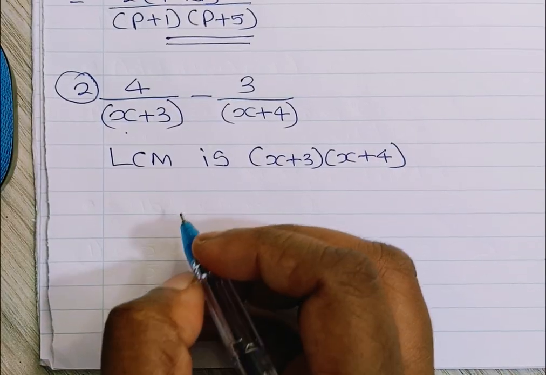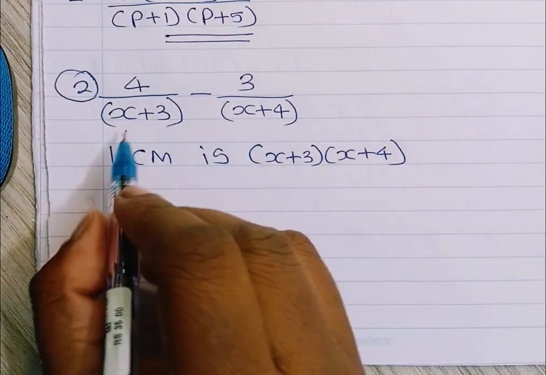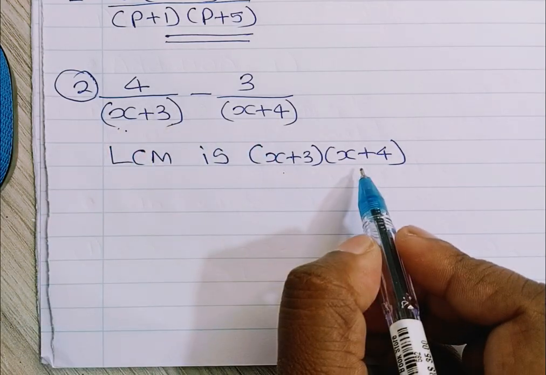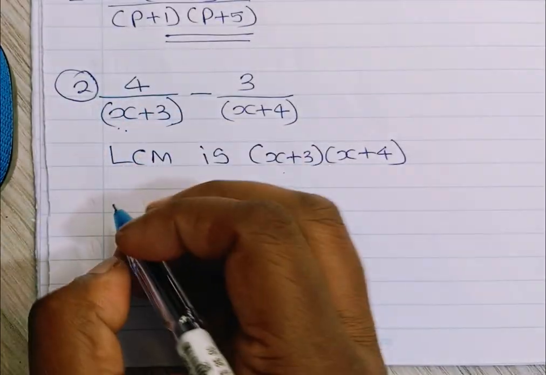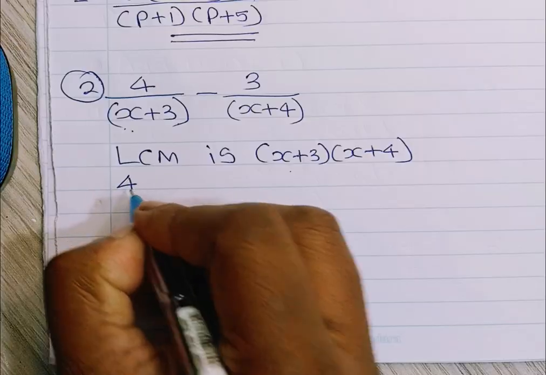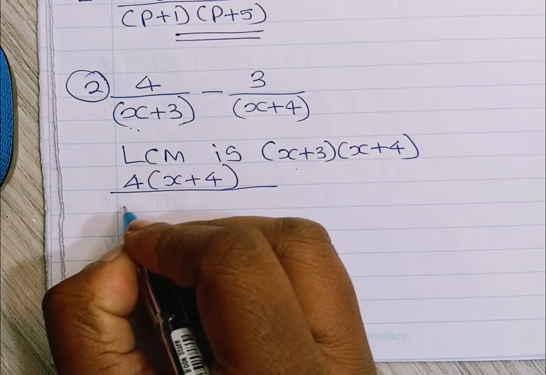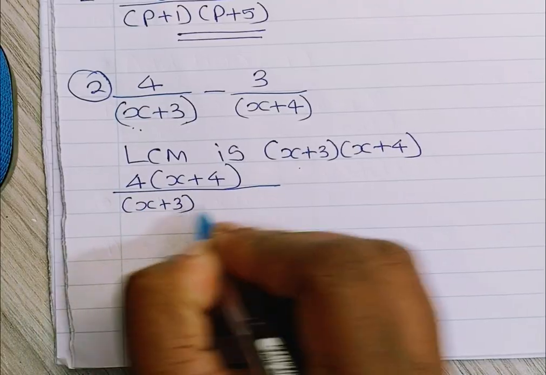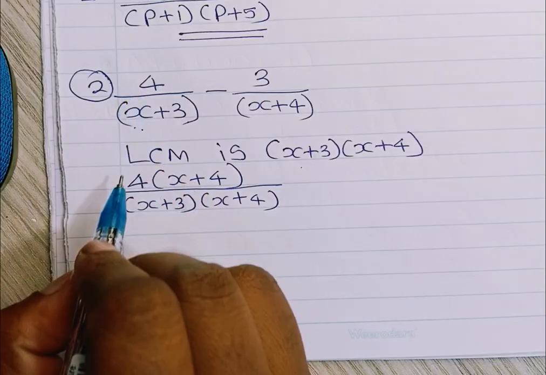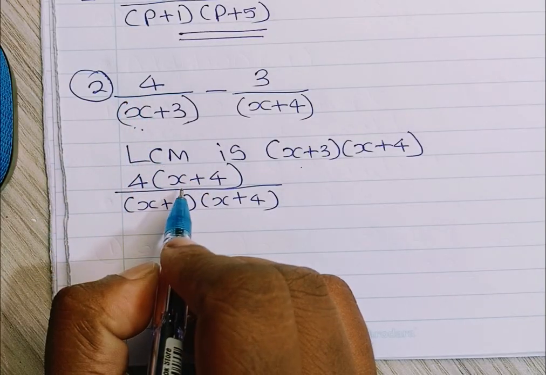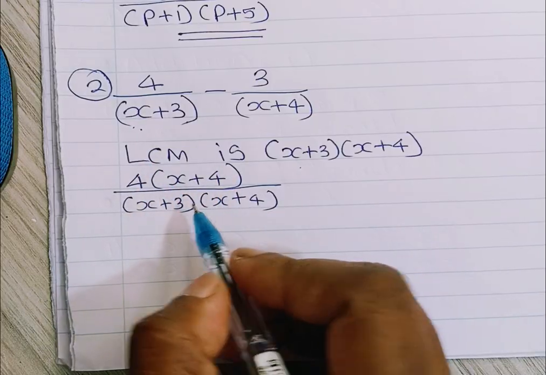So after that we need to make both denominators like here. So that means in here x plus 3 is there already, so the other expression is x plus 4. By x plus 4 we have to multiply both sides, so it is coming like 4 times x plus 4 divided by x plus 3 and x plus 4 there. In here also I put the bracket because 4 is there now. When you are multiplying a number with an expression, you definitely have to put the bracket there, right?